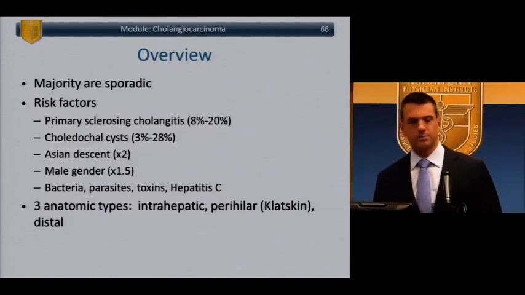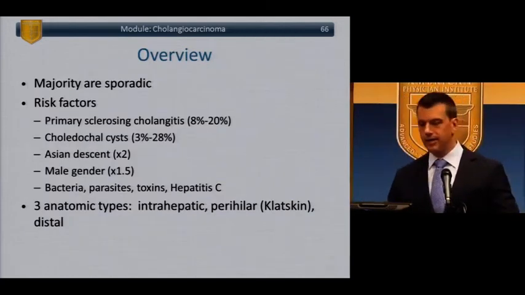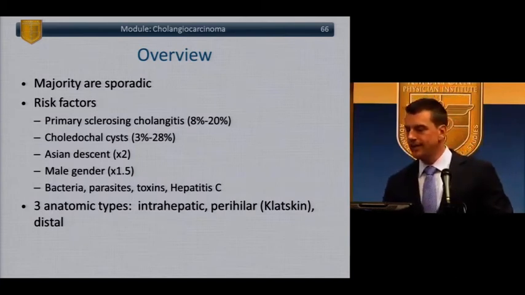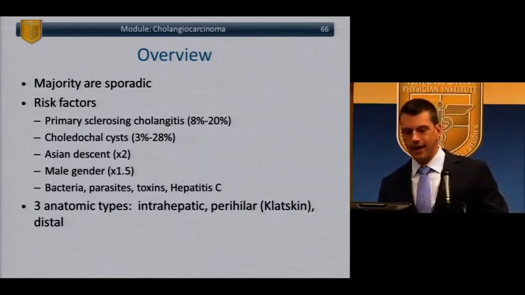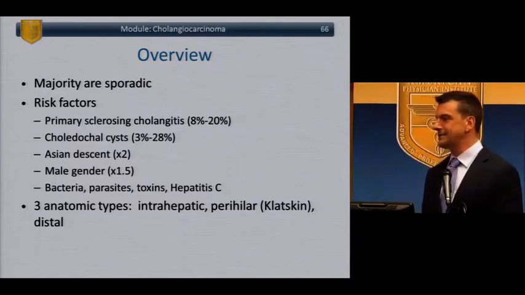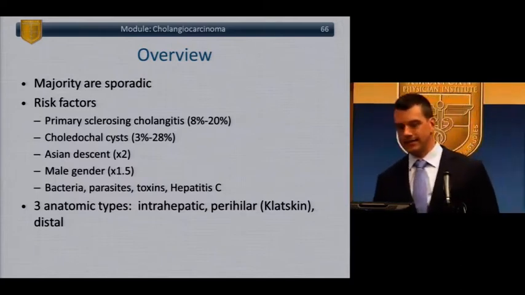The majority of these are sporadic. Risk factors include primary sclerosing cholangitis, choledochocysts. Asian descent is at twice the risk. Males are at 1.5 times the risk. Other bacteria, parasites, toxins, and hepatitis C are all linked.